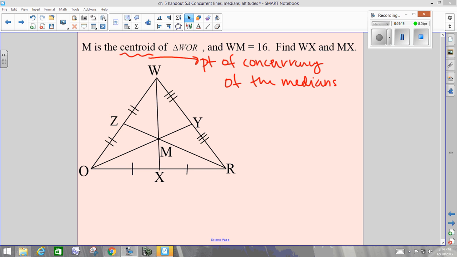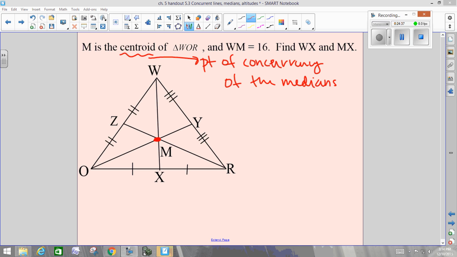A segment whose endpoints are a vertex and the midpoint of the opposite side. Good. A median goes from the vertex to the midpoint of the opposite side. So, where they all intersect is called the centroid. What's the theorem say about the centroid? It cuts the median into what fractional part?